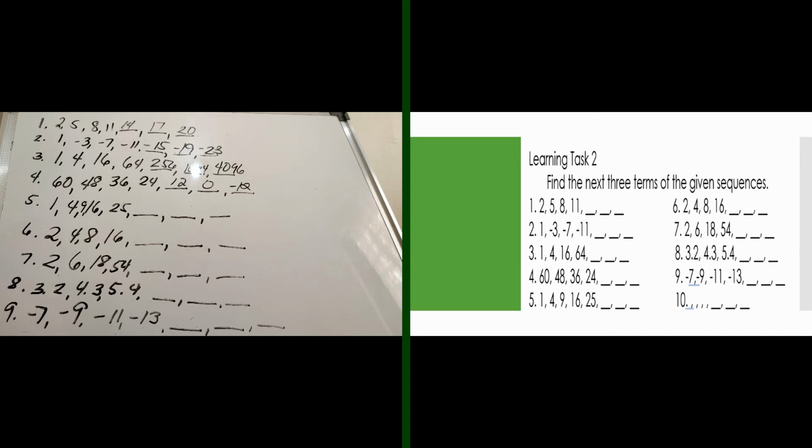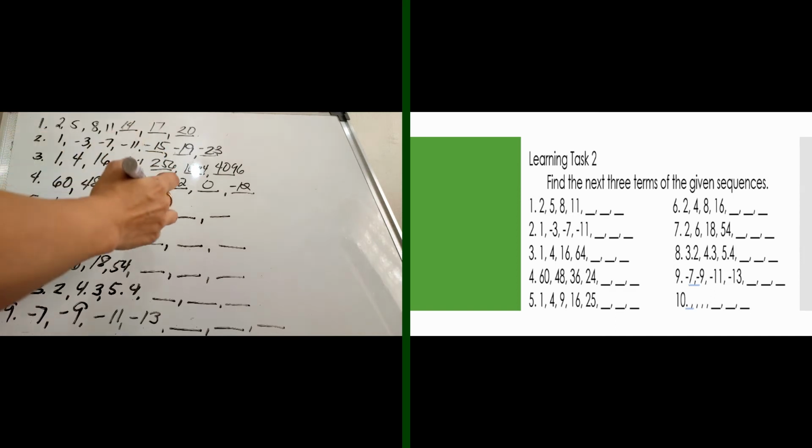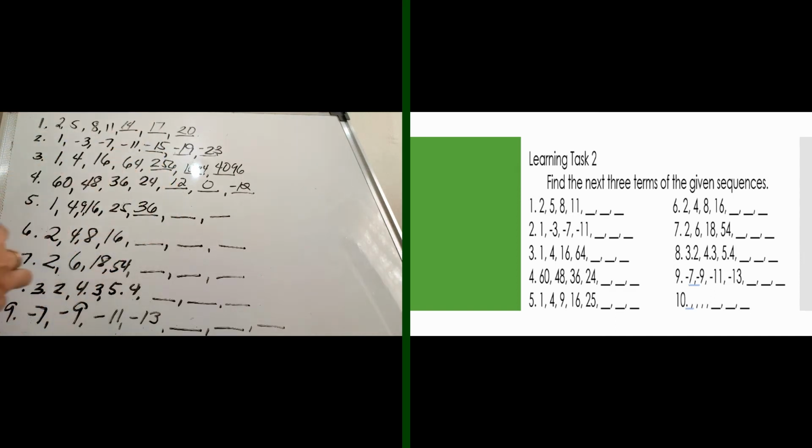So the next after 5 is 6. So 6 squared is 36. 7 squared is 49. Then we have 8 squared, which is 64.